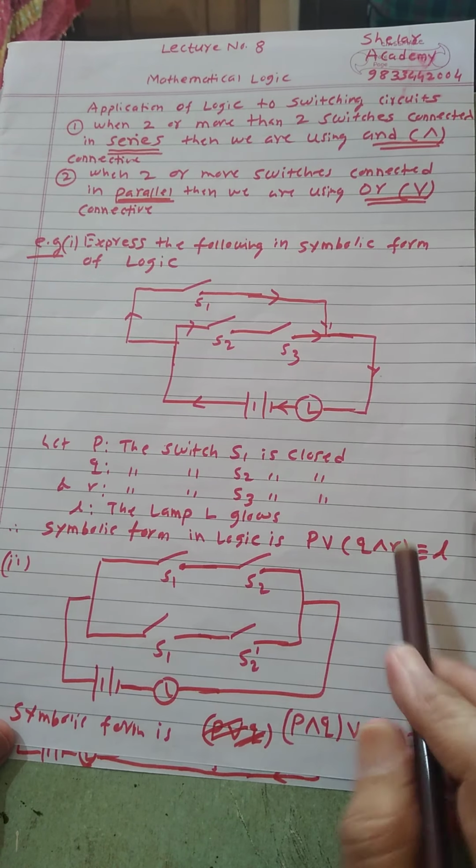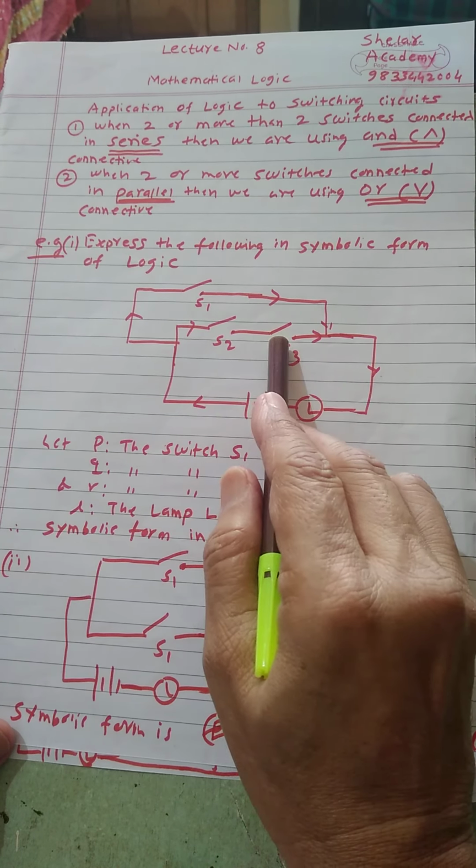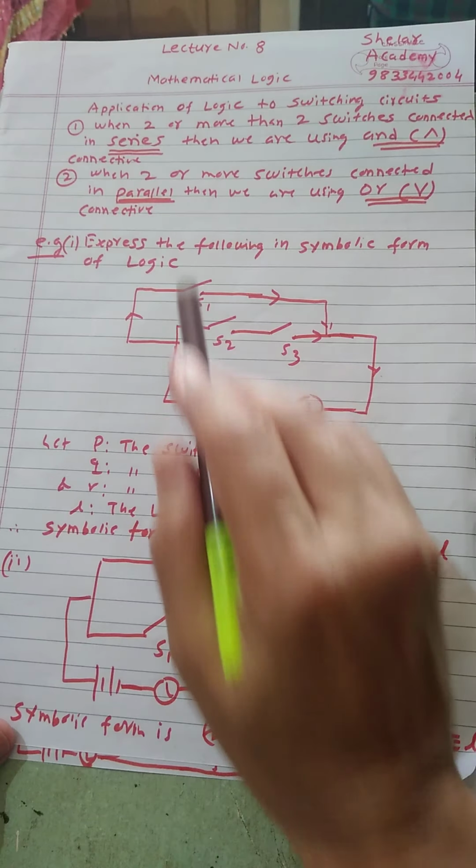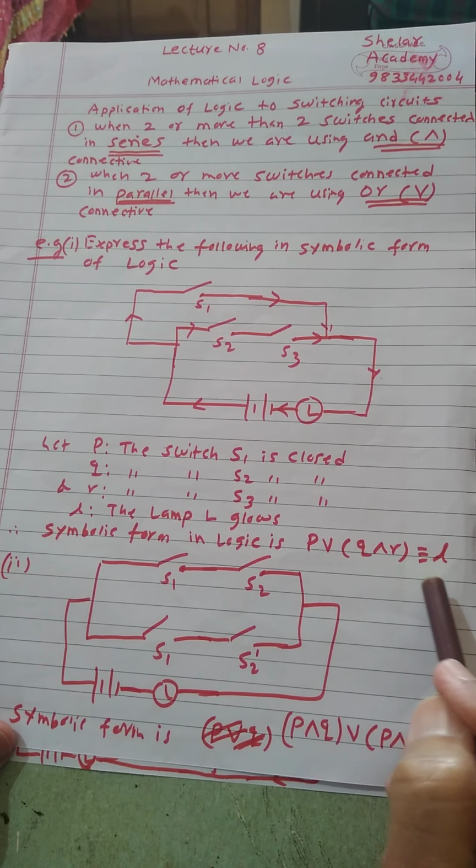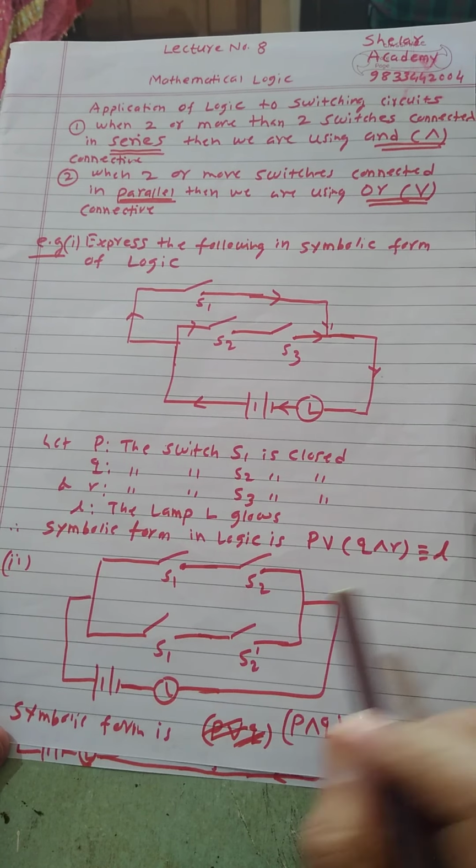And why is the bracket given? Because S2 and S3 are connected in one line and this combination is in parallel with S1. Therefore P OR (Q AND R) is equal to L. This is the symbolic form.